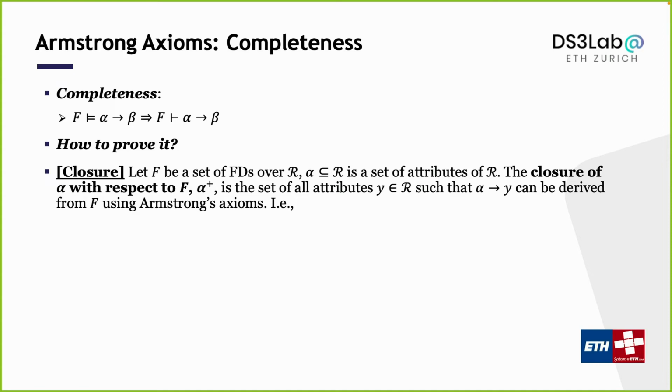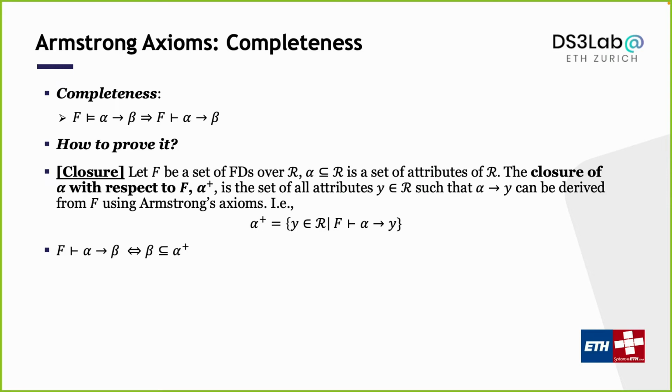So essentially, the closure of alpha with respect to f is all the attributes that can be decided by alpha given f. Okay? So this is closure. And whenever we are talking about derivation, we're talking about syntax. So y is in the closure of alpha when alpha to y can be derived from f using Armstrong's axiom. So this is the formal definition of the closure of alpha.